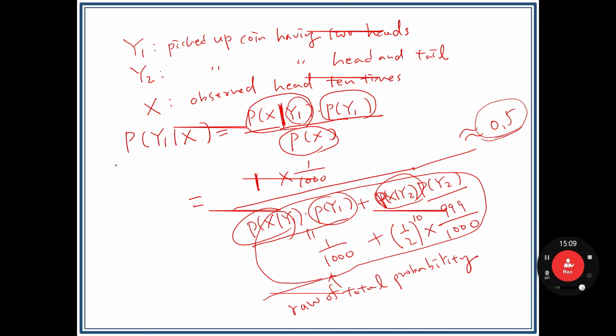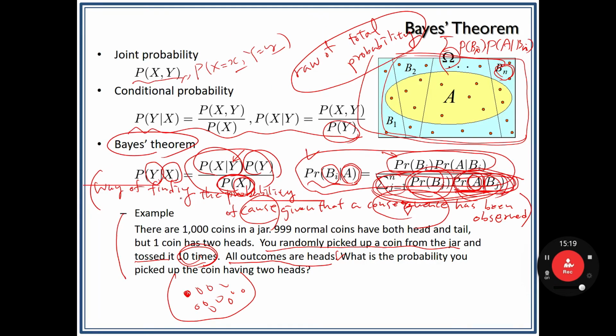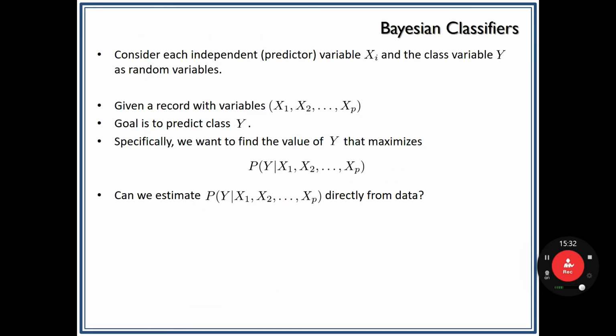So we can calculate this conditional probability using Bayes' theorem. From this example, I hope you understand this meaning. Bayes' theorem is a way of finding the probability of a cause given that a consequence has been observed. Okay, so that's Bayes' theorem.